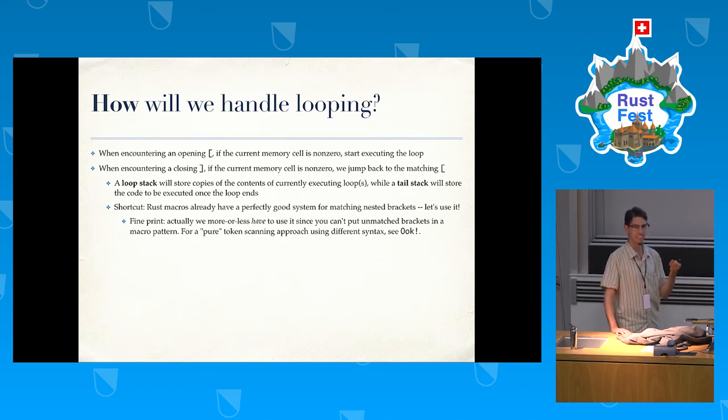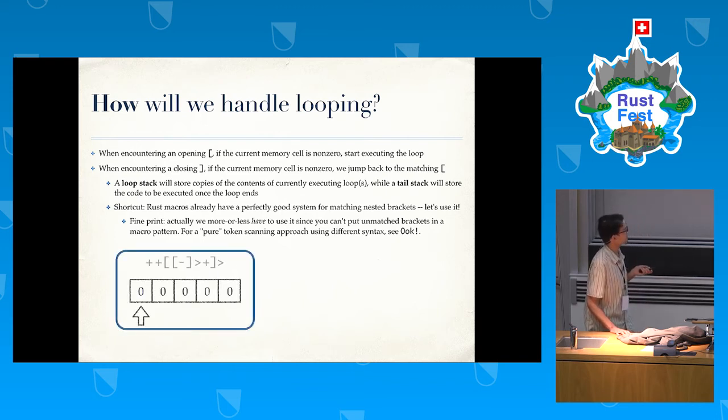So when we exit an inner loop, we need to remember the code to execute after that. So that's what I call the tail stack. By the way, the parsing is not very hard because macros already know how to match brackets. Someone has written a Brainfuck compiler in Rust macros that doesn't do this, and it's called Ook. I'll have a link to it later.